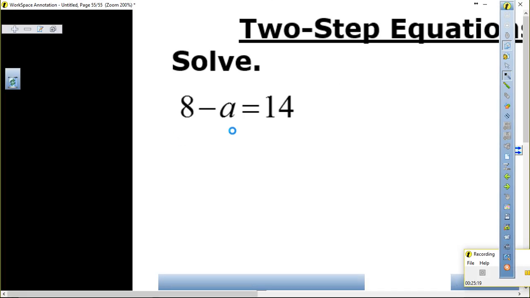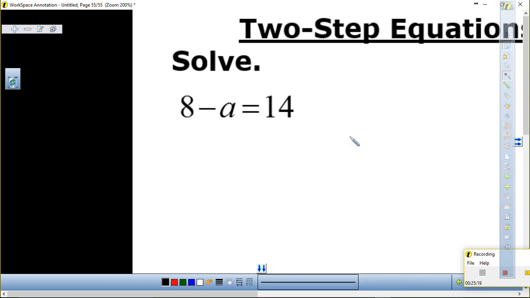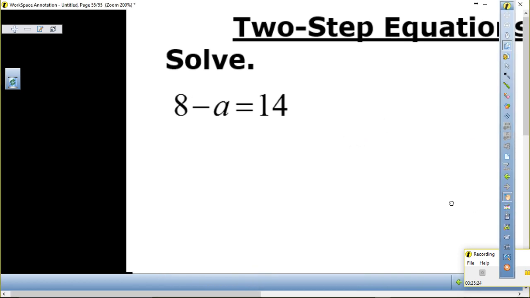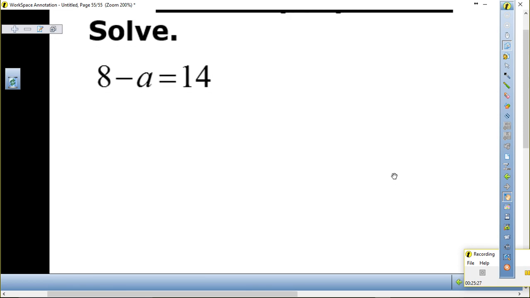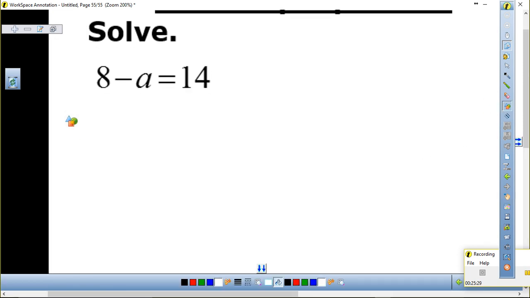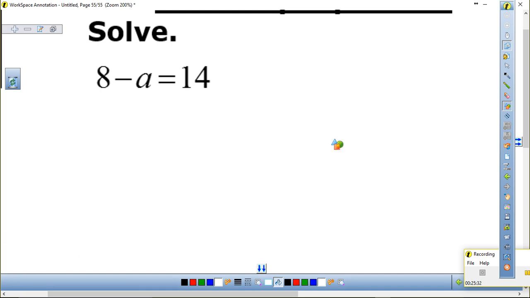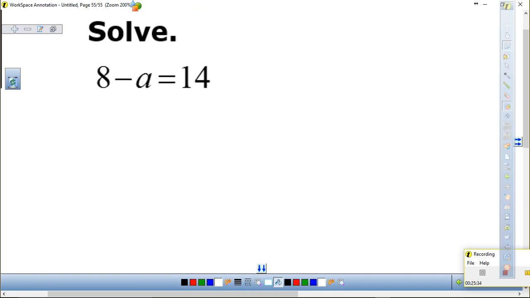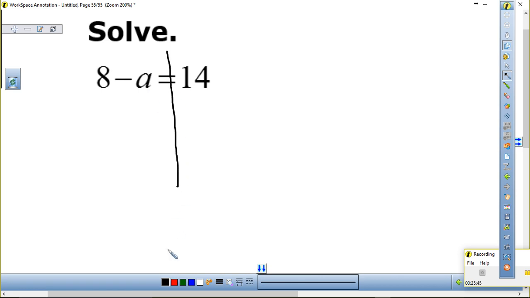Example 3. This one. 8 minus A equals 14. Example 3. We're going to do this one together. Don't go fast because this one has a little curveball. Let's see if you caught it. Here it goes. Line down the equal sign. Okay, let's see. Where's my variable? My variable is right here. What's next to the variable? A 1. Very good. So therefore, what operation is next to the A?